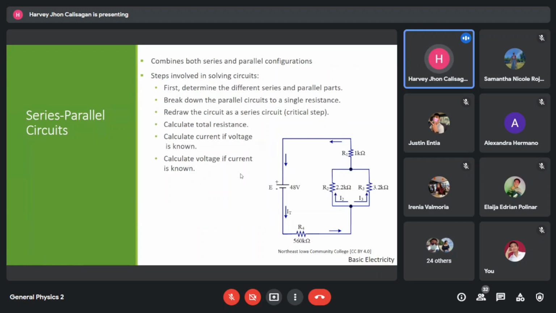This one, the combination of the series and parallel circuits. We're done discussing, sir? Okay, so it's easy if you know what to do.